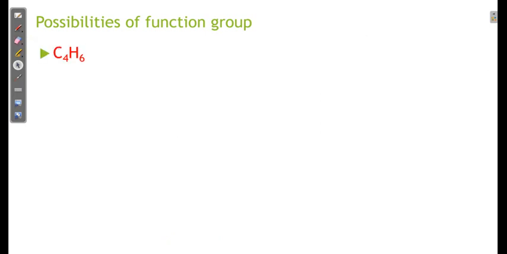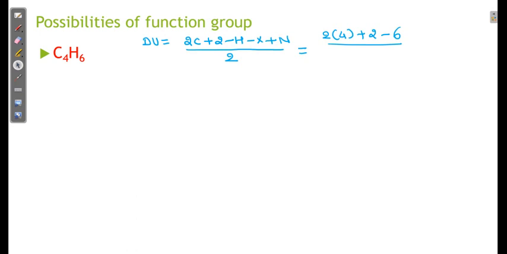We have a formula C4H6. Let us calculate the DU. DU is equal to (2C plus 2 minus H minus X plus N) divided by 2. So 2 into 4 plus 2 minus 6, there is nothing more than that. So 8 plus 2 minus 6 divided by 2. We calculate all and we get the value 2. So DU is 2. What are the possibilities for DU 2?